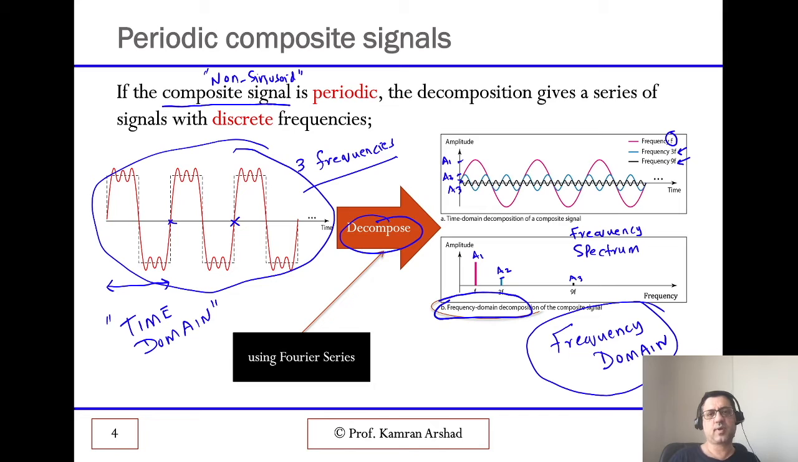So that's the reason why most of the time we find it very hard to think about how the signal is behaving in the time domain, right? It's not easy, it's difficult.